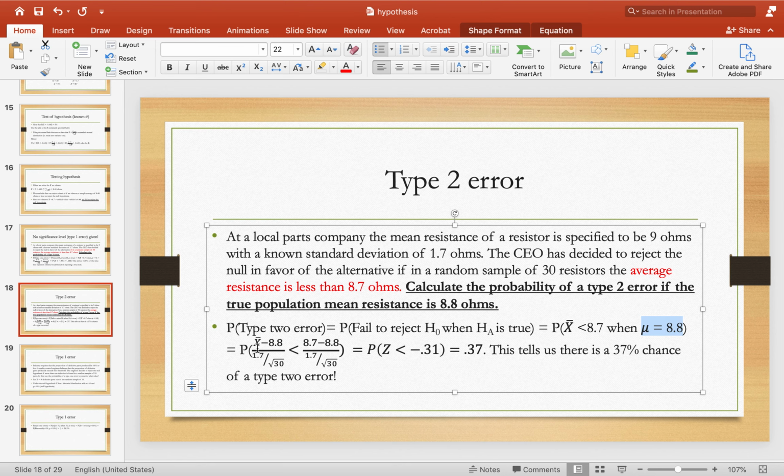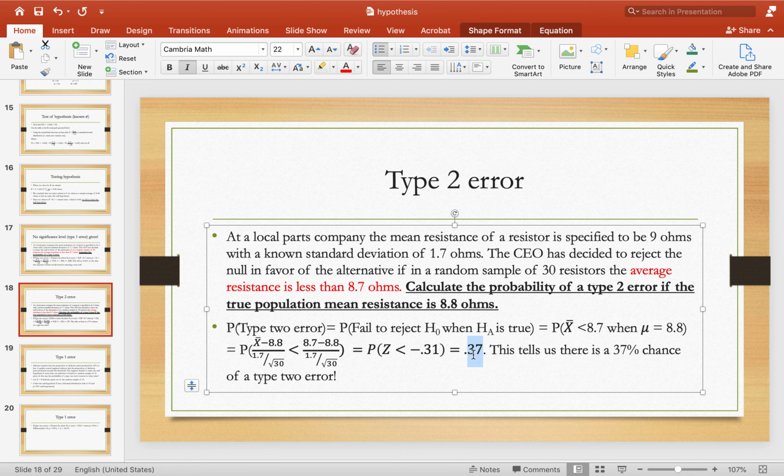Okay, so this means I apply the central limit theorem, I calculate this quantity. That's the probability of standard normal is less than minus 0.31, which is 37%. So that means 37% of the time you would fail to reject H0 when the alternative is true.